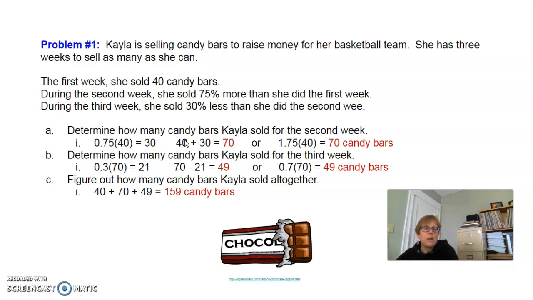For letter B, 30% less than she did the second week. She sold 70 the second week, we just figured that out. So this is one of those problems where you have to answer the first part before you can do the second part, and then you have to answer the first and second before you can do the third. So we have to use the 70. If she sold 30% less, 30% of 70 is 21. 70 minus 21 is 49. So that's how I did that.